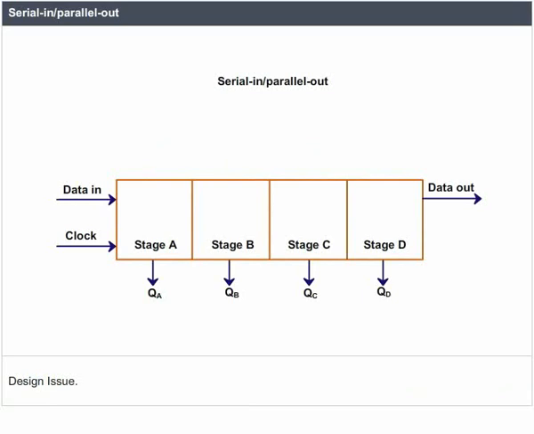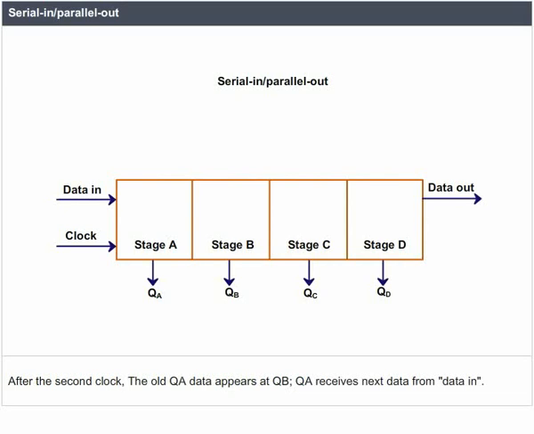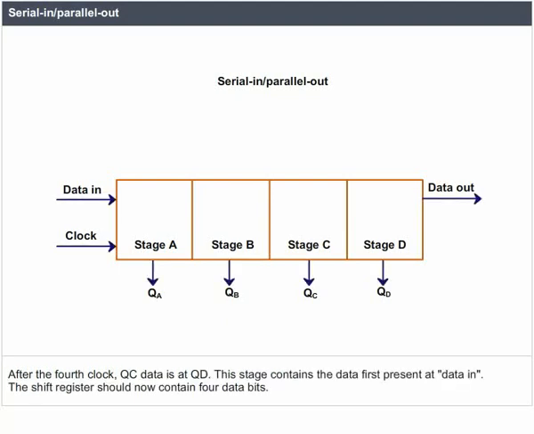Serial in, parallel out. Design issue. After the first clock, the data at data in appears at QA. After the second clock, the old QA data appears at QB. QA receives next data from data in. After the third clock, QB data is at QC. After the fourth clock, QC data is at QD. This stage contains the data first present at data in. The shift register should now contain 4 data bits.